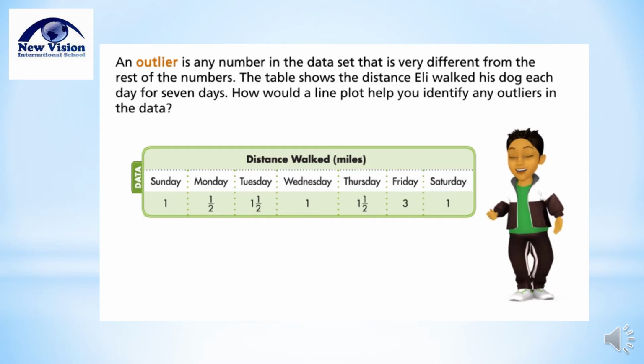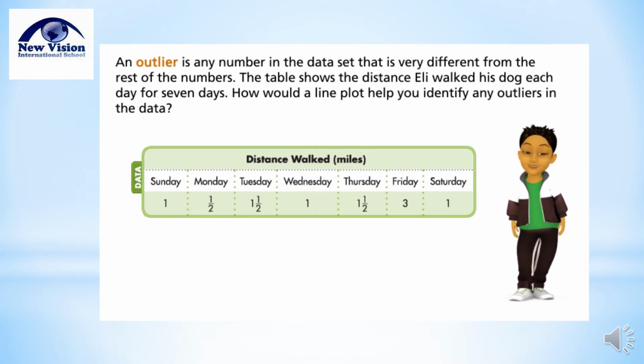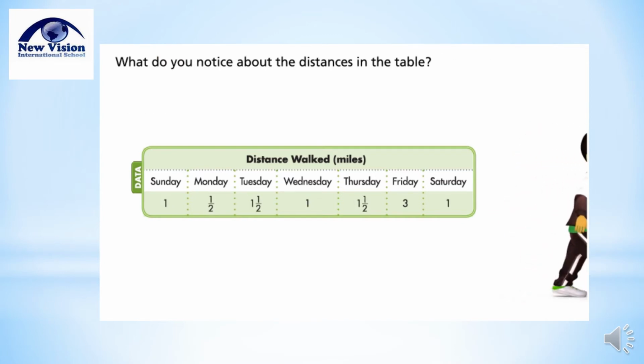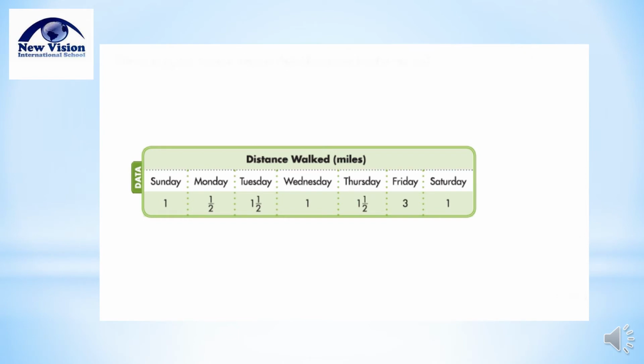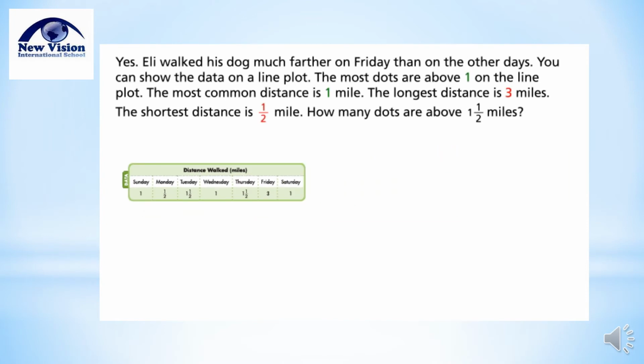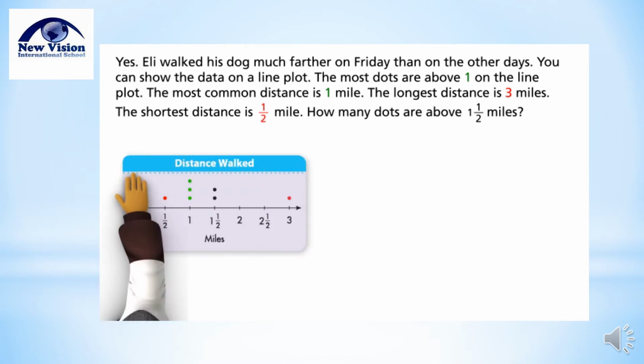Line plots make data easier to read at a glance. What do you notice about the distances in the table? Most of the distances are close in length. Is there a piece of data that is very different from the others? Explain. Yes, Eli walked his dog much farther on Friday than on the other days. You can show the data on a line plot.